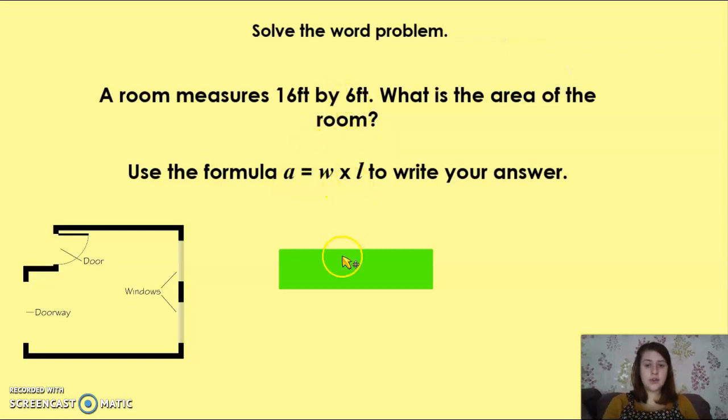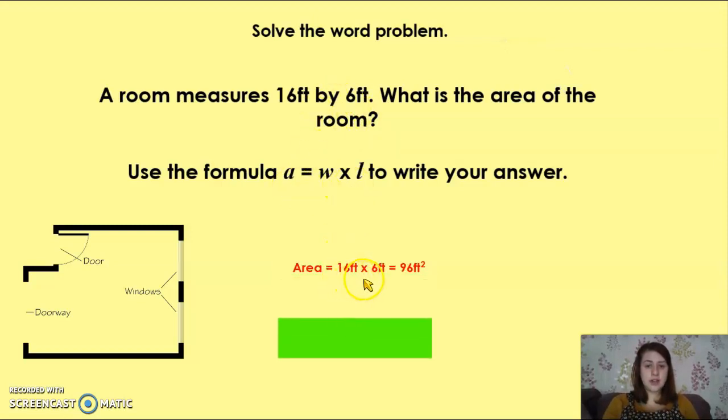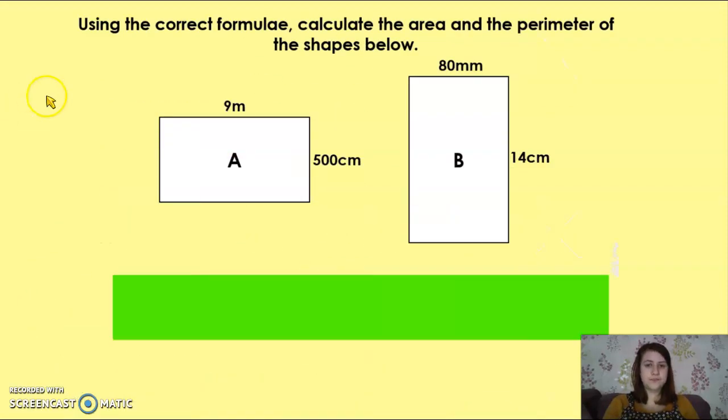Okay, so if we use this formula, we've got 16 foot times 6 foot, so 16 times 6. Our answer should be 96 feet squared. Don't forget your squared for your area. Well done if you got that question right.